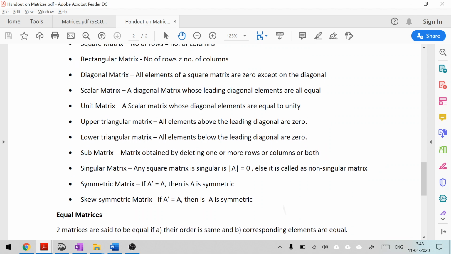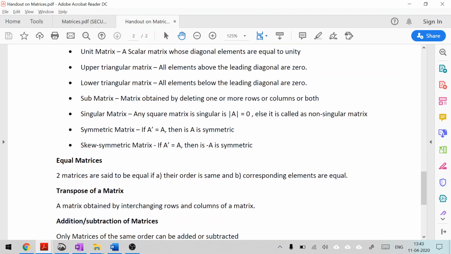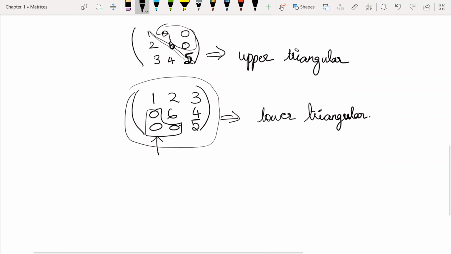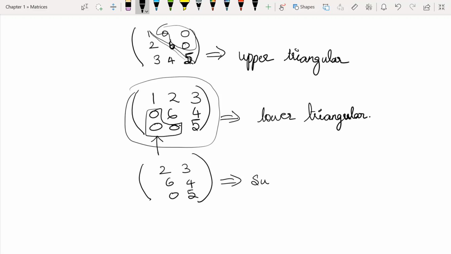Then, what is a submatrix? A submatrix is nothing but a matrix which is obtained from a larger matrix. For example, you have this matrix, right? If I delete row 1, suppose I delete this row, what do I get? I get 2, 3, 6, 4, 0, 5. This is a submatrix of the above matrix. Suppose I call this the A matrix. So this is the submatrix of the above matrix A.